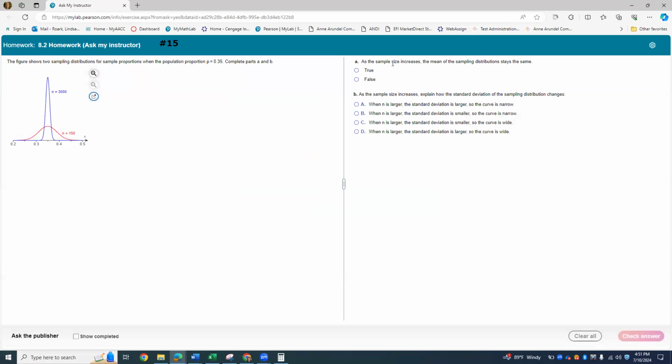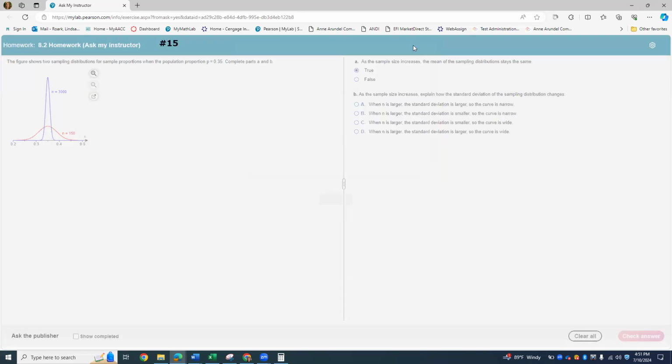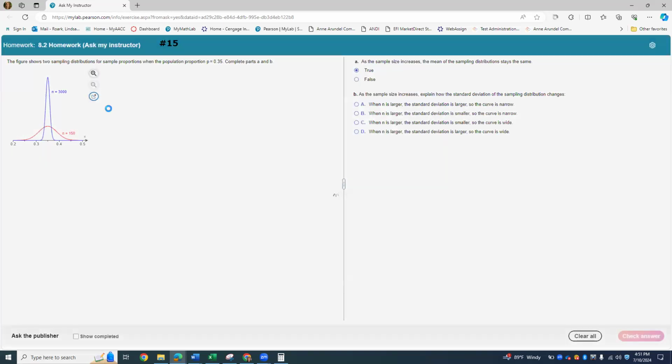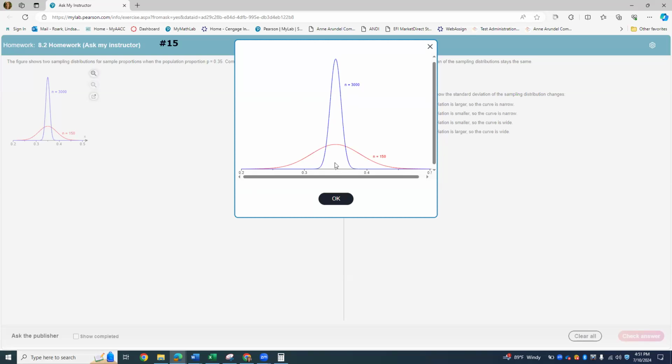It says, as the sample size increases, the mean of the sampling distribution stays the same. Yes, that is true. They're just saying we don't even have to find anything here. This is just sort of a theoretical big ideas question. So that's true. They're both still centered around that population proportion of 0.35 that they told us in the directions.